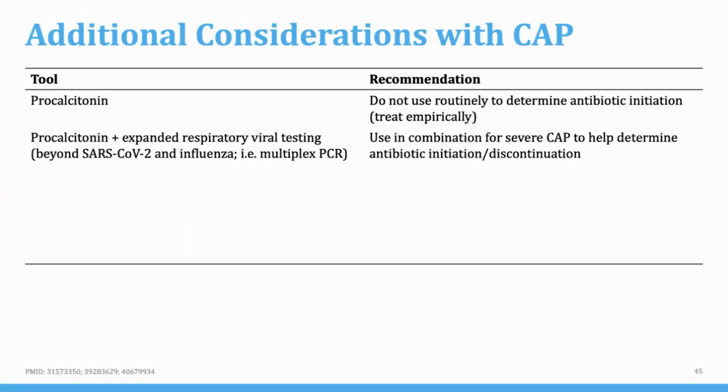So if you use a procal in combination with respiratory viral testing, beyond just a SARS-CoV-2 or influenza testing, maybe a multiplex PCR, you can then use that even in severe CAP to help determine whether you truly need antibiotics or if you could discontinue antibiotics. For example, they have severe CAP, but they test positive for rhinovirus and their procalcitonin is low. Potentially, you could defer antibiotics. Though this is controversial, so I don't think you would necessarily be tested on the procalcitonin.